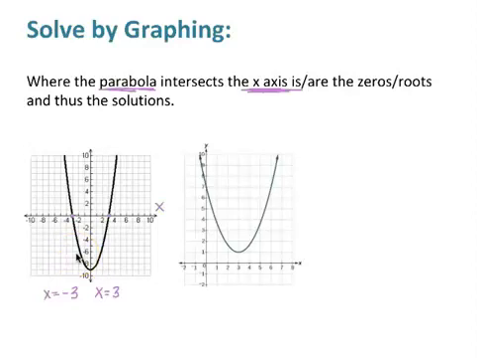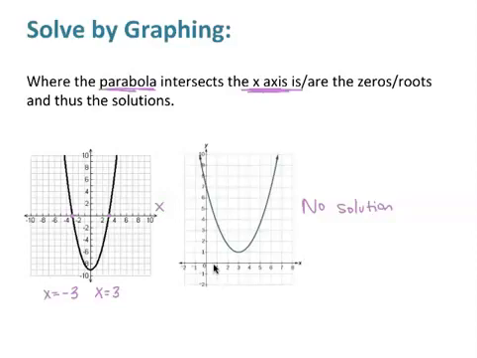Looking at this graph over here on the right, it doesn't cross the x-axis, does it? So in this case, we would have no solutions. And sometimes we don't have any solutions, we don't have any zeros. So we're looking to see where our graph crosses the x-axis. So good thing we learned how to graph quadratic functions last week, right?